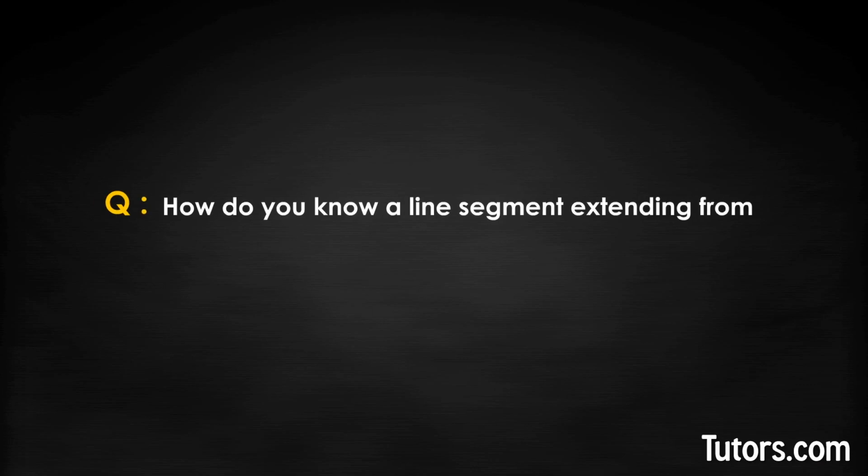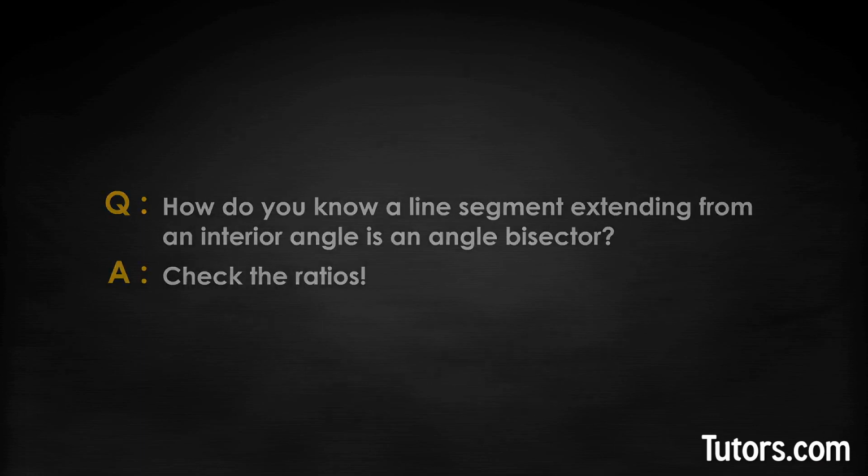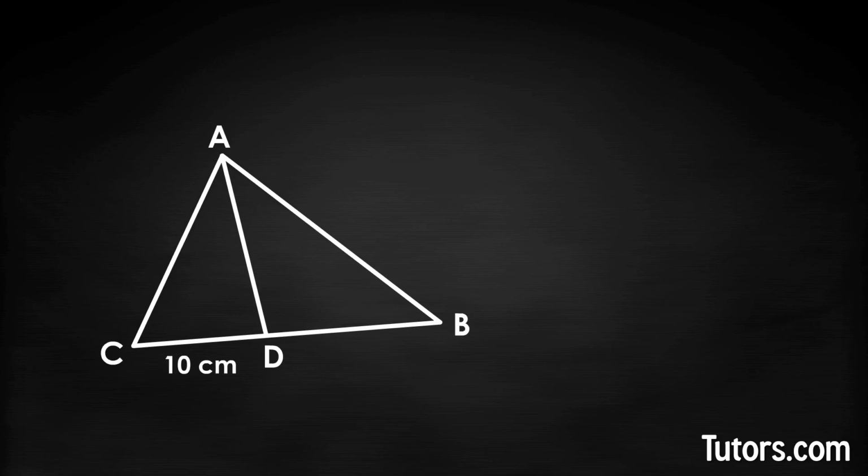How do you know a line segment extending from an interior angle is an angle bisector? You check the ratios. Suppose we are told a line segment AD divides side a into CD and DB of lengths 10 centimeters and 30 centimeters. We are also told side CA is 30 centimeters and side BA is 90 centimeters. Let's see if the ratios are proportional to each other.